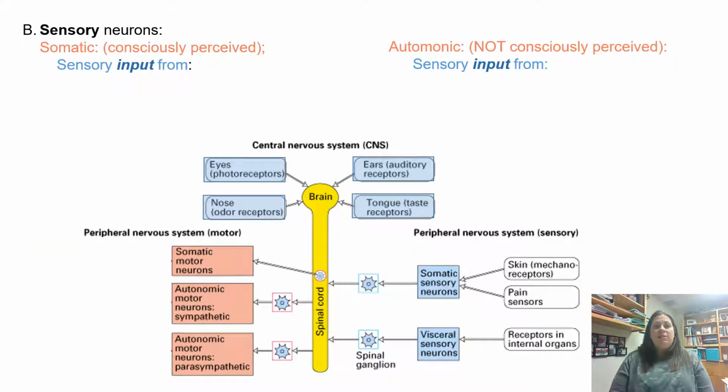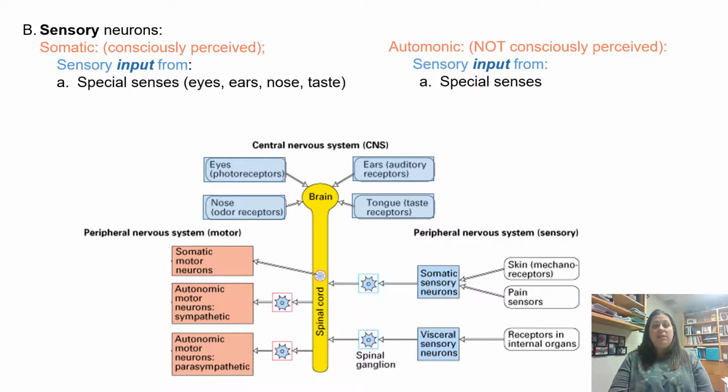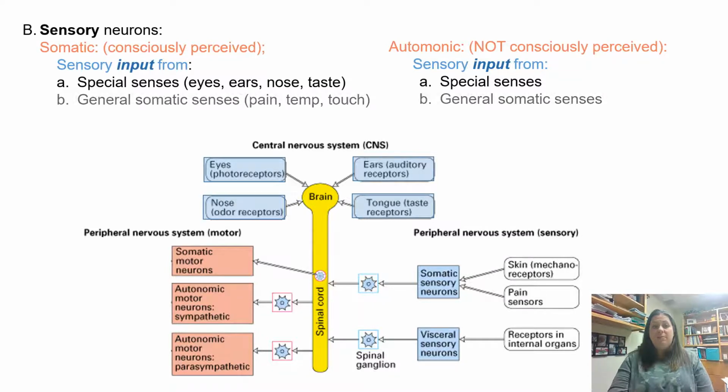So when we look at the sensory neurons, we can see in the somatic system, they are going to be consciously perceived. These are going to be your special senses like your eyes, ears, nose, and taste. So sensory input's going to come from them. When we look at the autonomic, they're not going to be consciously perceived, but they're still going to receive a lot of these signals from your special senses. We see that there's going to be general somatic senses like pain, temperature, and touch.